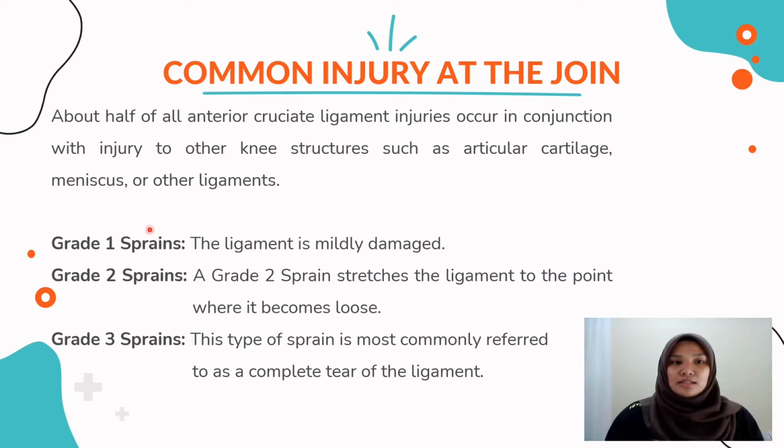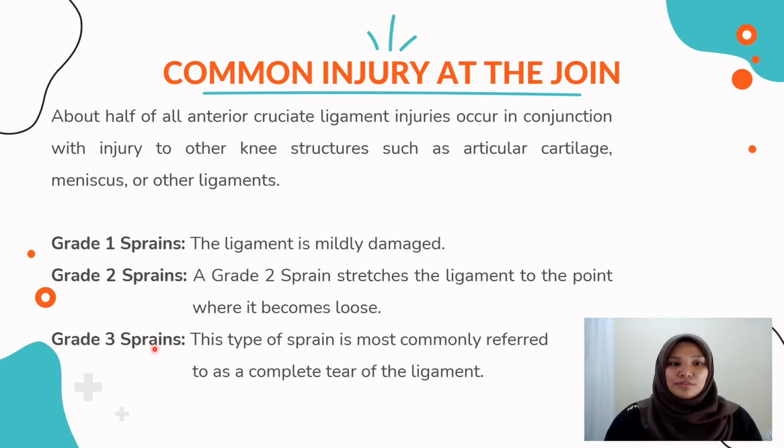The first one is a grade 1 sprain, where the ligament is mildly damaged. It has been slightly stretched, but it is still able to keep the knee stable. A grade 2 sprain stretches the ligament to the point where it becomes too loose. This is often referred to as a partial tear of the ligament.